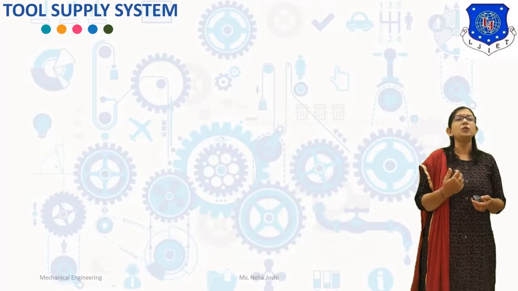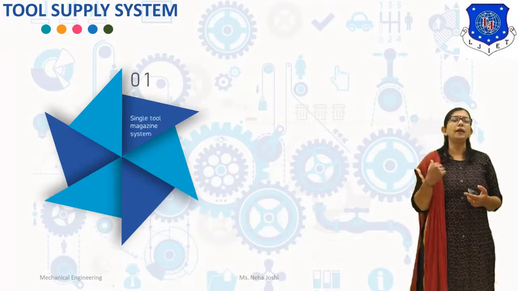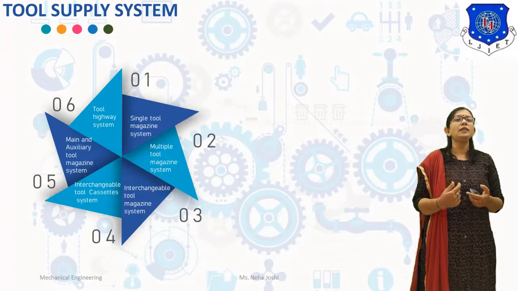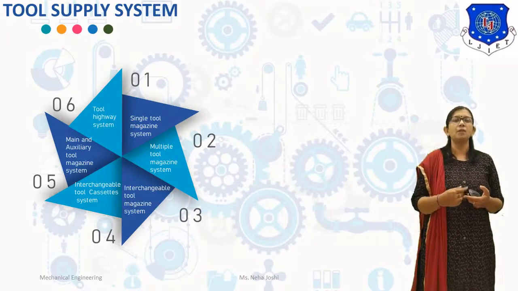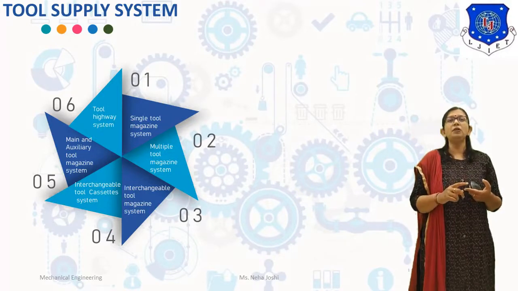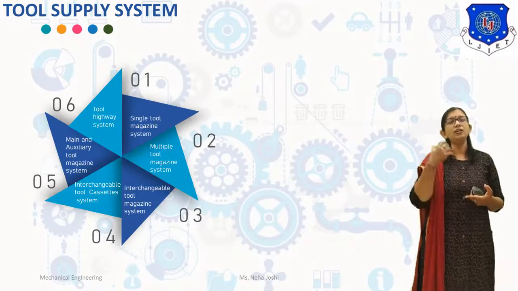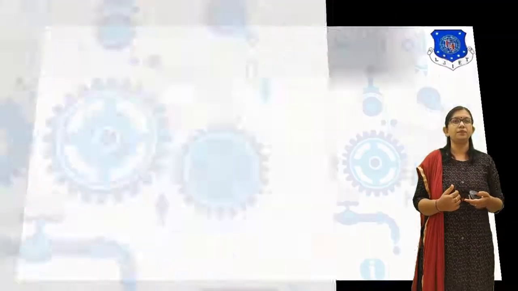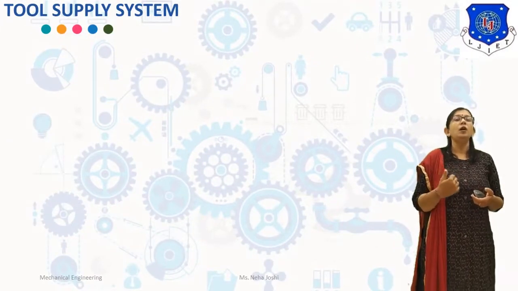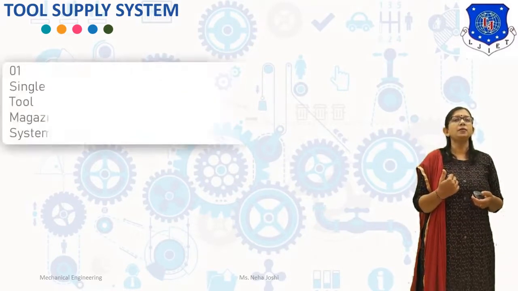Now the various tool supply systems used in FMS: first one is single tool magazine system, next is multiple tool magazine system, third one is interchangeable tool magazine system, fourth one is interchangeable tool cassette system, fifth system is main and auxiliary tool magazine system, and last one is tool hybrid system. Now we will discuss all the methods one by one. Now first one is single tool magazine system.